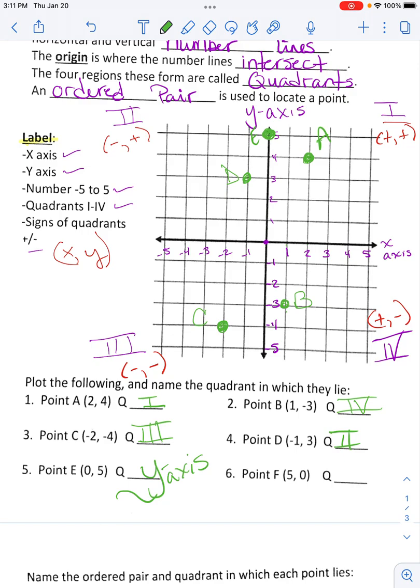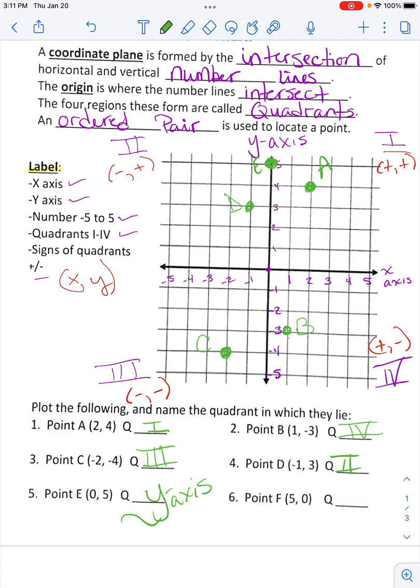Number 6, point F at 5, 0. So the first number tells us to go left or right. It's +5, so we're gonna go to the right 5, and then 0 up or down. So we're gonna label that with an F. And again, the quadrant, we wouldn't say 1 or 4. It's right on the x-axis, so we can just label it x-axis.